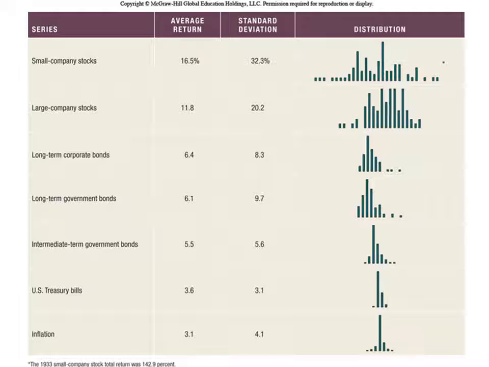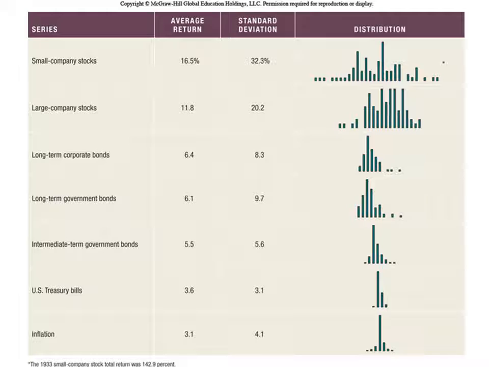Moving on down, we see that the standard deviation of intermediate government bonds is lower than anything else we've looked at, and the lowest of all would be Treasury bills with 3.1. The next thing I want you to think about from this chart is risk premium. Remember earlier we said that the risk premium is the return on a risky asset minus the risk-free rate. We use the United States Treasury bill as our proxy or stand-in for the risk-free asset. And so the return on the U.S. Treasury bill is our proxy for the risk-free rate.